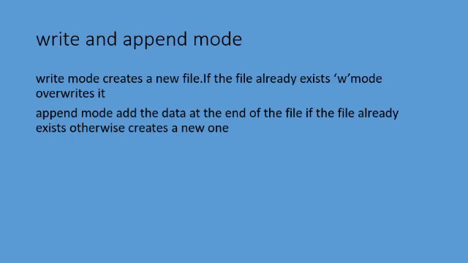And what is append mode? It adds the data at the end of the file if the file already exists. Already data is available, so append mode will add the data at the last. Otherwise, it creates a new file. It is an important difference between write mode and append mode. That's all. Next, CSV file with the quotes.